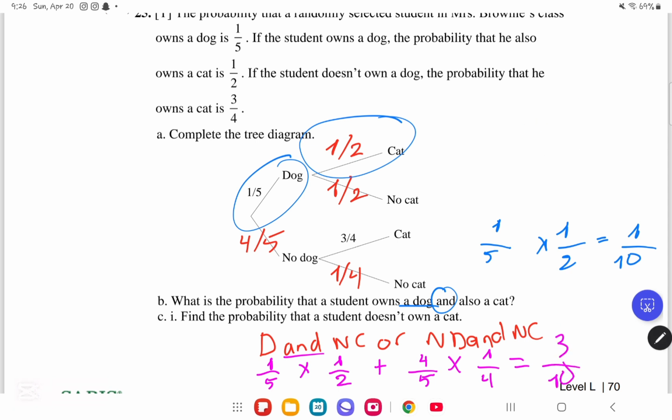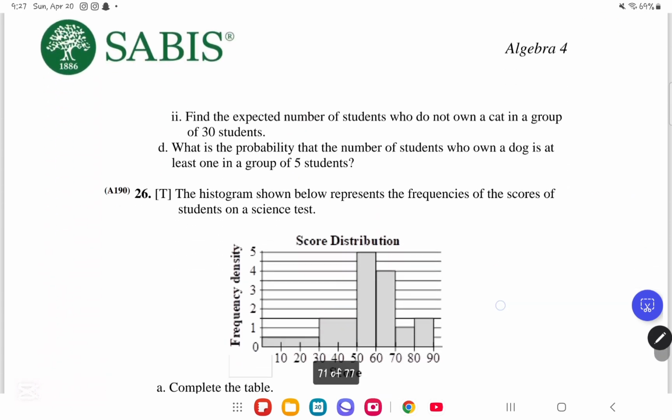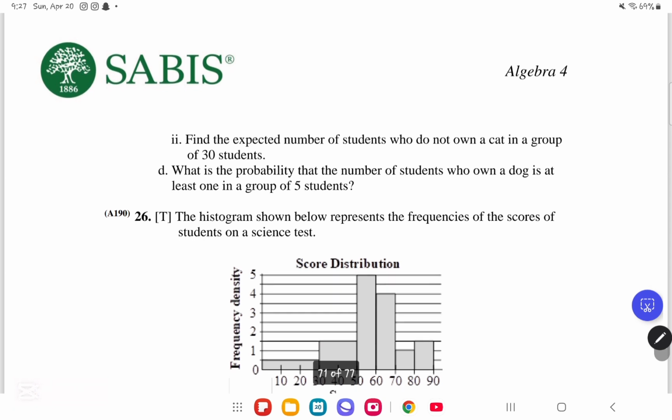Now I know you cannot see the last question, but I'm just going to say it because I don't want to lose this drawing. They want to know the expected number of students who do not own a cat in a group of 30 students. We know the probability for not owning a cat is 3/10. So 3/10 times the 30 students. You just multiply together, you will get 9 students. Okay, that was part II.